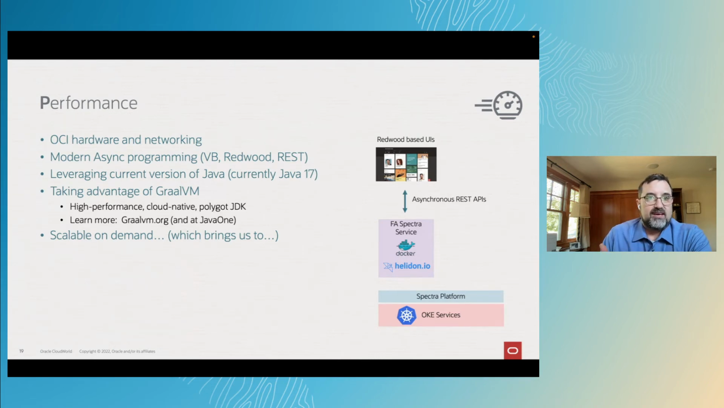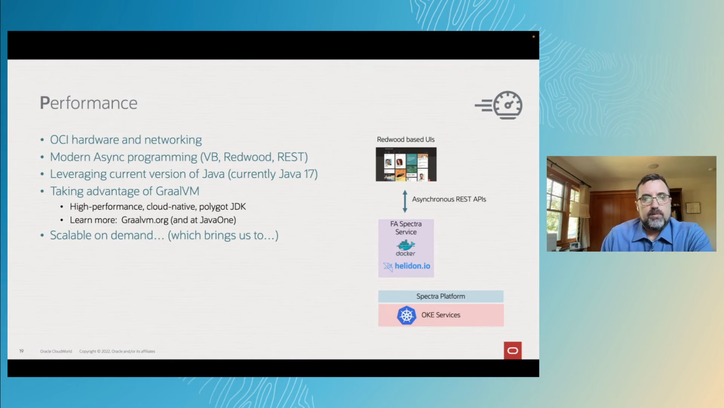But fundamentally, there are aspects of Fusion apps that have been written over a long period of time. There are sessions during CloudWorld talking about Visual Builder, Redwood, et cetera. All of this is the kind of underpinnings of the modern UIs that are built on top of Spectra and built on top of the existing stack. But everything's using asynchronous APIs, for example. And then, we want to always be leveraging the latest current version of Java, in this case, long-term release version. We're using Java 17 today, but we will continually upgrade those Spectra services to take advantage of the Java improvements.